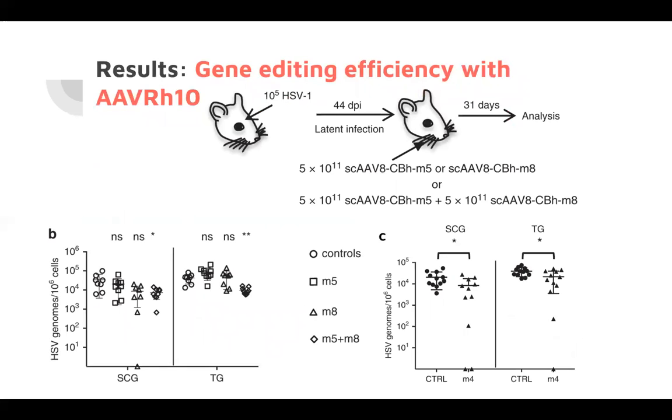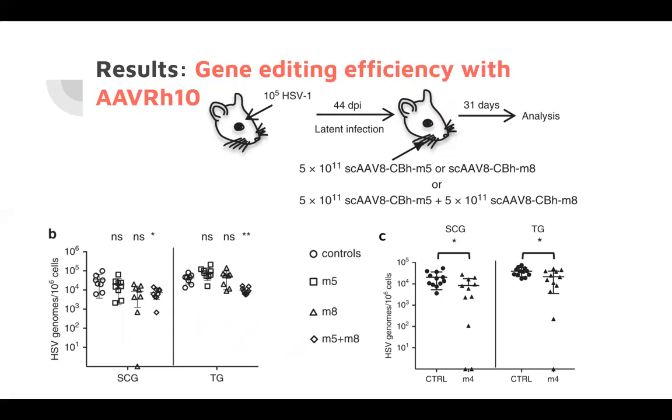So after they found out that Cas9 wasn't effective and that the Rh10 serotype for AAV was the most effective at delivery, they compared the effectiveness of a single meganuclease treatment versus a dual meganuclease treatment. So the single is M5 or M8, whereas dual includes M5 and M8. And in figure B, it shows that the dual meganuclease treatment resulted in a significant loss of HSV genome load in infected cells compared to single meganuclease treatment, which resulted in no significant loss of HSV genomes. It just resulted in moderate amounts of HSV genome editing.